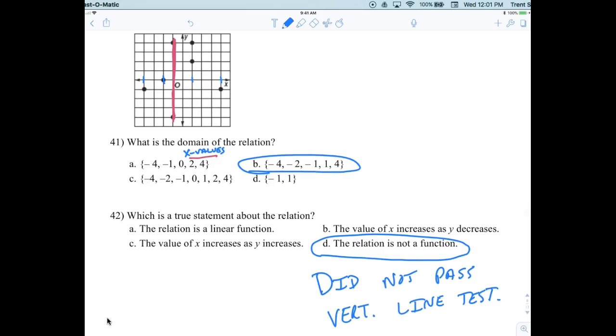And does everybody see the relation is not a function? Does everybody agree with that? It's not a function and does not pass the vertical line test. Everybody good? All right, moving along here.